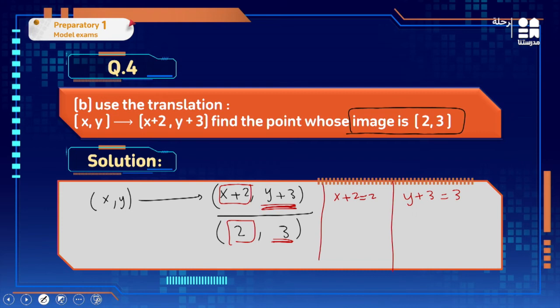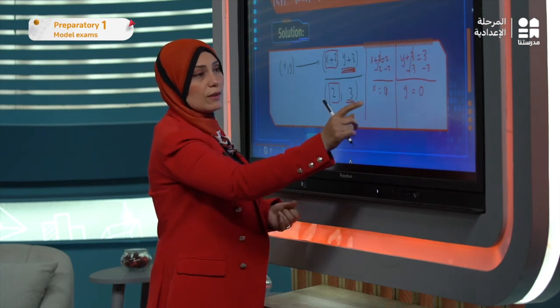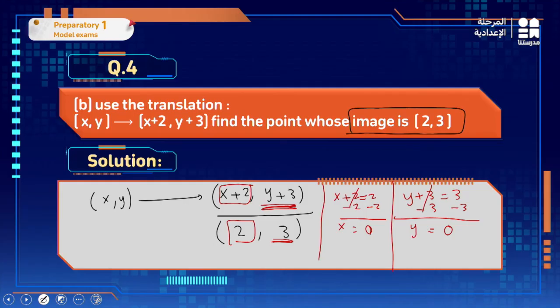How do we know? By subtracting 2 from both sides. So x equals 2 minus 2, which is 0, or 0 plus 2 equals 2, and the same for the second one, minus 3. y equals 3 minus 3, which is 0. So don't forget, if the image is given in the question, write two equations to find the x coordinate and the y coordinate. So the point is (0, 0).